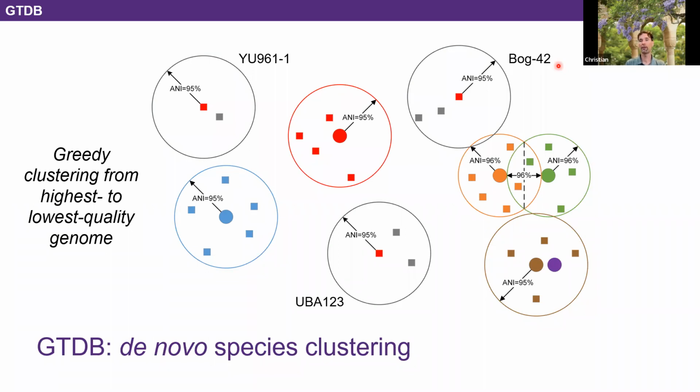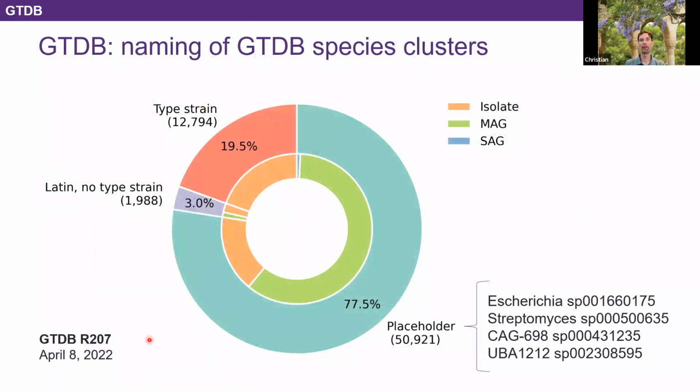Okay, so if we do this, what do we end up with in terms of species clusters? That is the latest GDP release, release 207. And you can see out here the outer ring that shows us the species clusters. So the ones that have a type strain, that is about 20%, right? Then there's a low number that have no type strain but still a Latin name. That happens if we have genomes but not necessarily from the type strain. And then the majority, you can see here, and this number actually gets larger with each release, they have placeholder names, because there's no genome, there's no type strain defined.